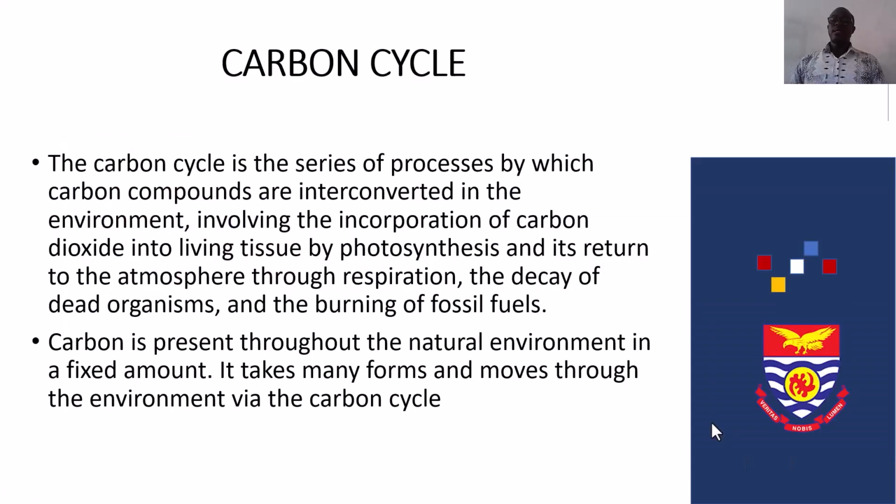So the carbon cycle is the series of processes by which carbon compounds are interconverted in the environment, involving the incorporation of carbon dioxide into living tissue by photosynthesis and its return to the atmosphere through respiration, the decay of dead organisms, and the burning of fossil fuels. Carbon is present throughout the natural environment in a fixed amount. It takes many forms and moves through the environment via the carbon cycle.